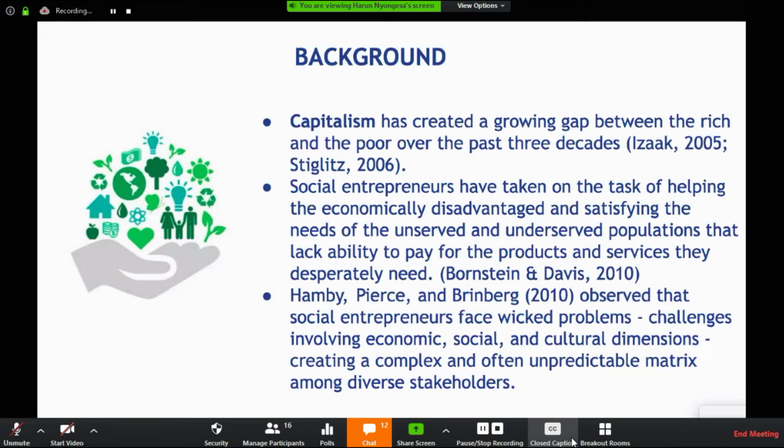And these challenges arise because they are neither commercial enterprises nor NGOs per se. And yet they have to meet the economic challenges, they have to meet the social challenges, which are the needs of the community, and also the cultural dimensions that they exist in.